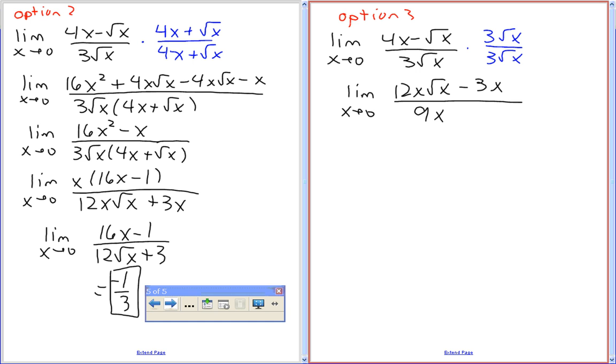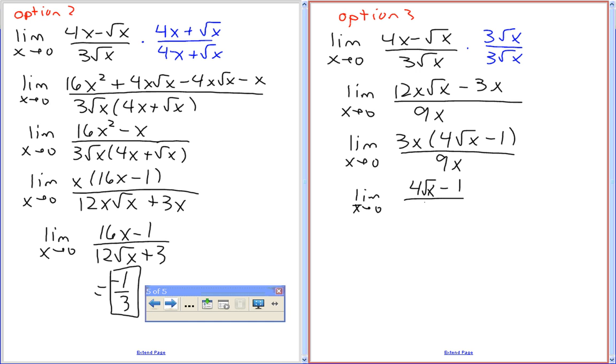Okay, why am I happy? X is everywhere, okay? In fact, in the numerator, there's a common factor of 3x, and you get 4 root x minus 1 all over 9x, which turns into limit x approaches 0, 4 root x minus 1 all over 3, which turns into negative 1/3.